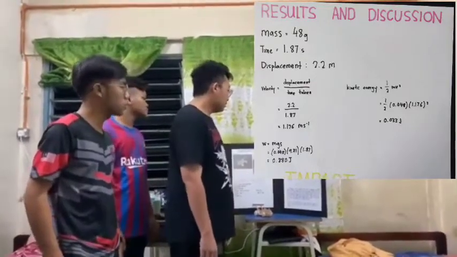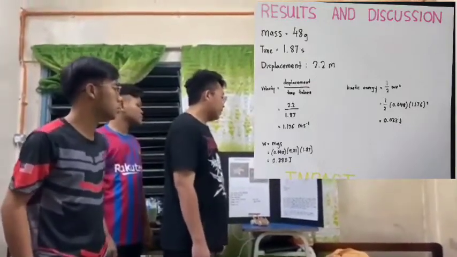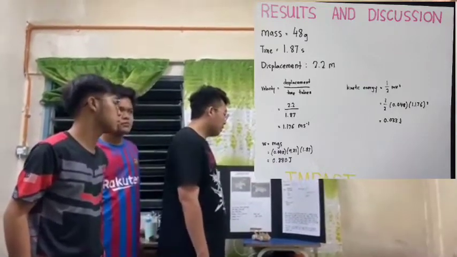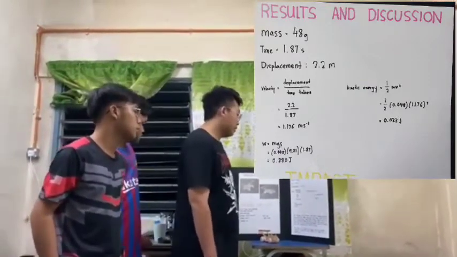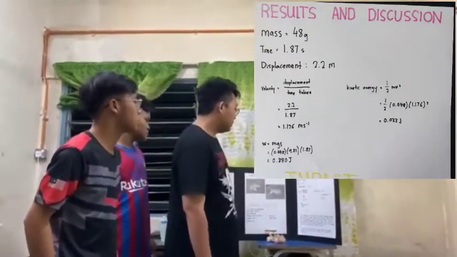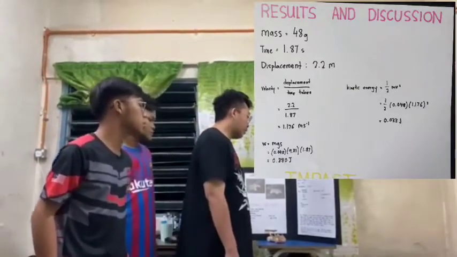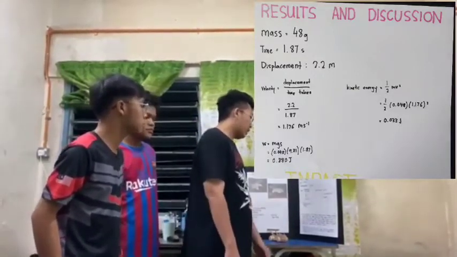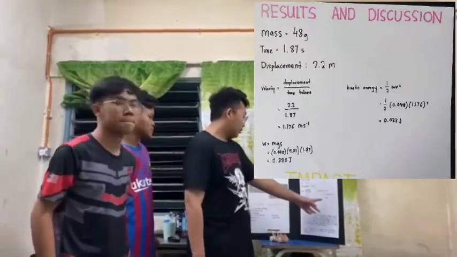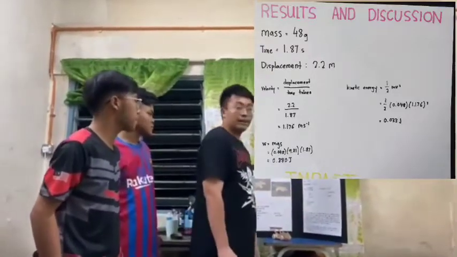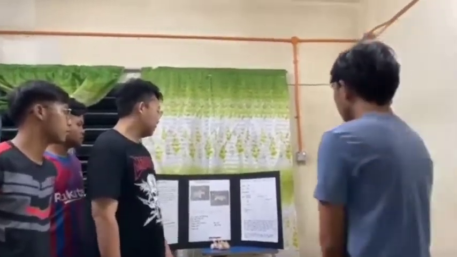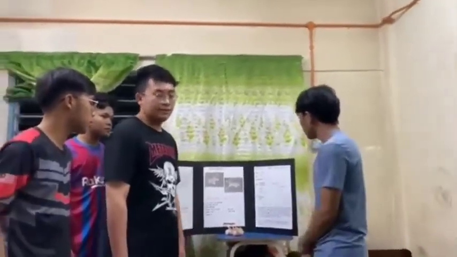After that, we also find the kinetic energy. For the formula, we use 1/2 times m times v squared. So 1/2 times 0.048 times 1.176 squared, and then you will get 0.033 joules for the kinetic energy. So I will pass the presentation to Ferdinand.